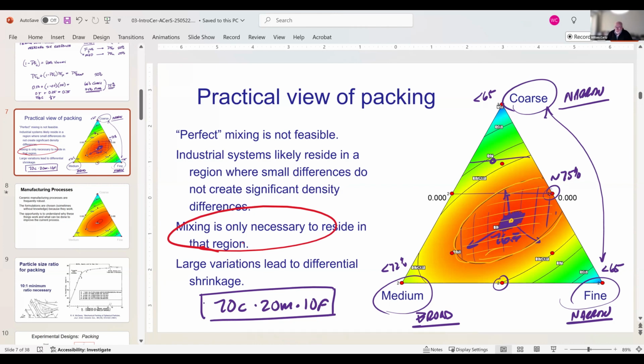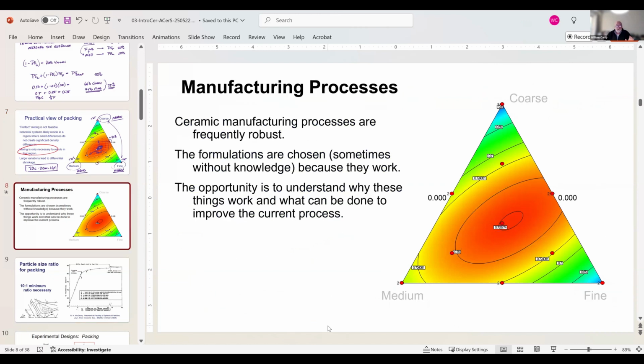Now, from a manufacturing point of view, you can say, well, what does that mean for manufacturing? I mean, you tell me that I've got to have perfect mixing to make that work. And actually, I'm not. I'm saying that your mixing only has to be sufficient. Interestingly enough, our manufacturing processes are frequently robust, meaning that the processes that work in our factory are the ones that are able to be mixed appropriately, or to the right extent.